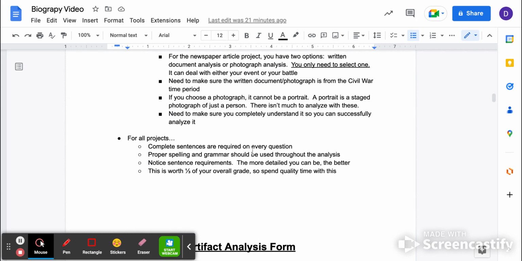Complete sentences are required on every question. Proper spelling and grammar. Sentence requirements, the more detailed you can be, the better. The document analysis is worth a third of your grade. It's a 30-point project, so it's worth 10 points.